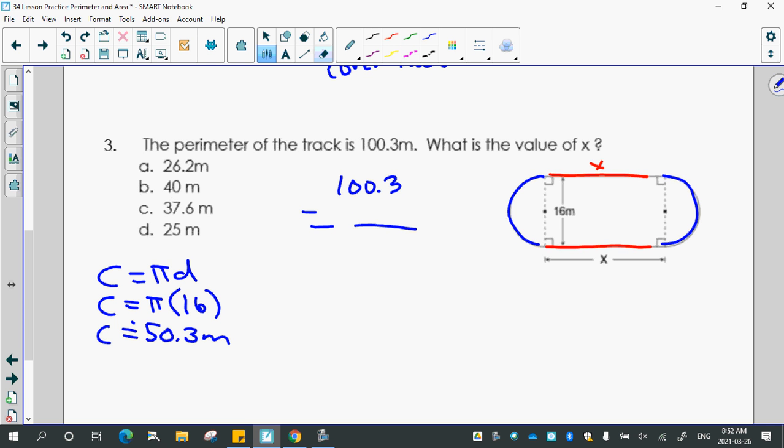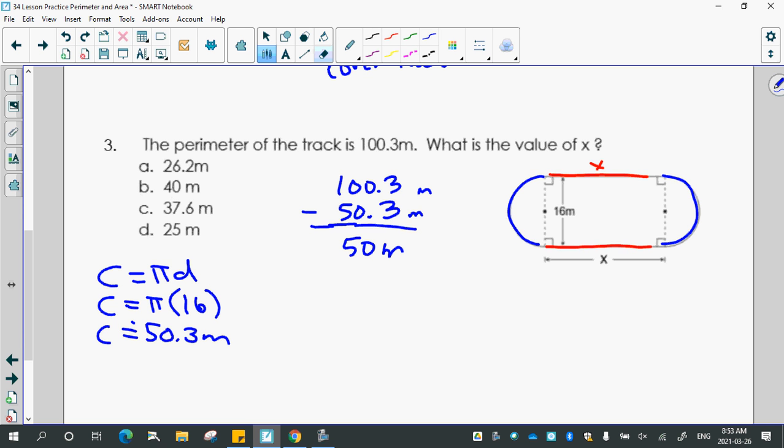Well, if you use 3.14, you get a different answer, but I'm not going to quibble over 1 decimal place. If this is an EQAO, it'll always be to the closest anyways. Right? Okay. All right, so minus 50.3. They made it work out nicely because then when you subtract, what do you get? 50. Everybody get there? Meters.